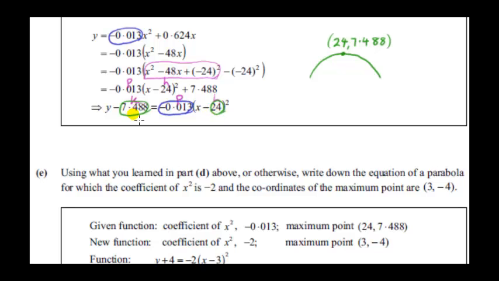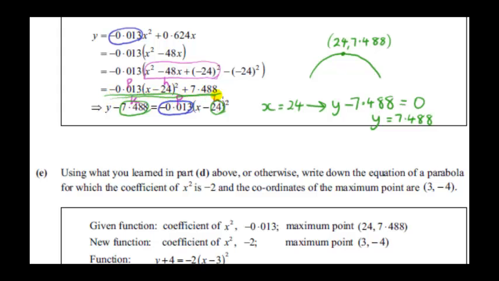So why do these highlighted values in green give us the coordinates of the maximum point? Well, that's easy to show if we just let x equal 24. So we get y minus 7.488 equals, well, we have this number here, minus 0.013, multiplied by 24 minus 24. So this number is multiplied by 0, so we get 0. Well, that doesn't tell us that this point is a maximum, but it tells us that when x is 24, y is 7.488.